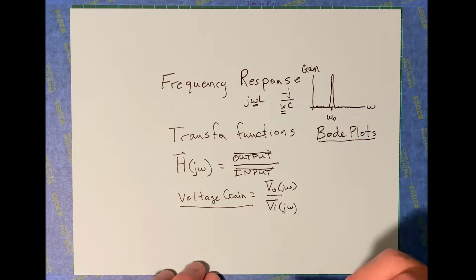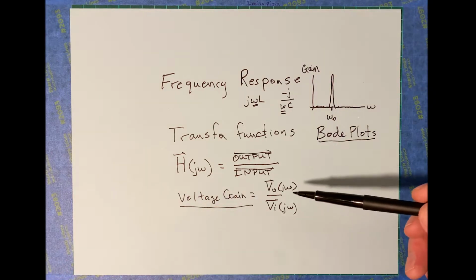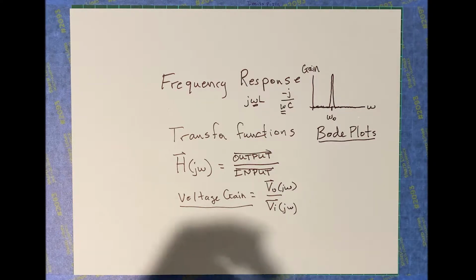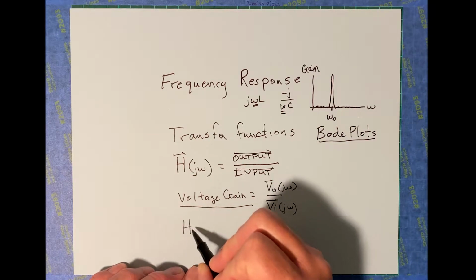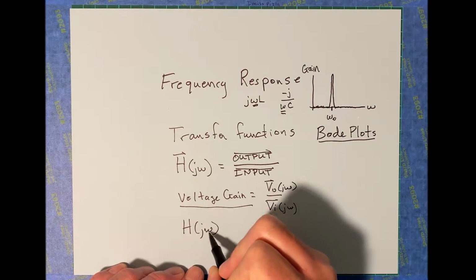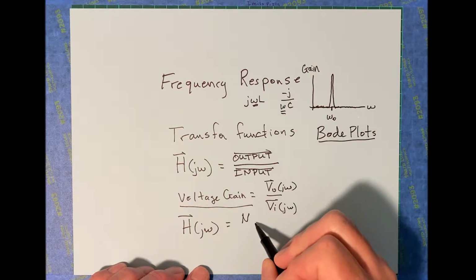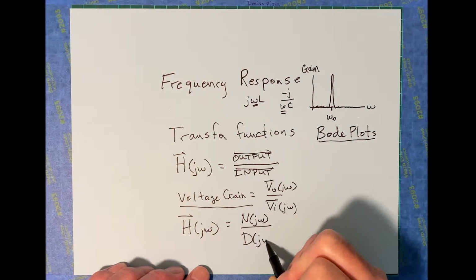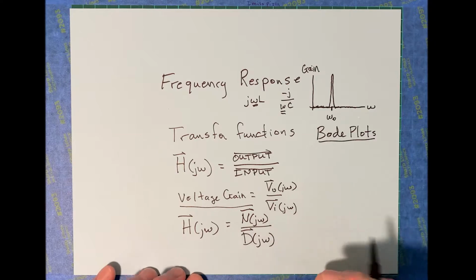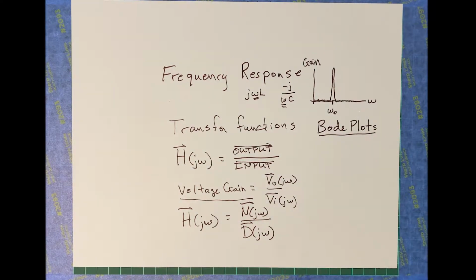You could do the same thing with current. You could do the same thing with, let's say, transfer impedance. You could do anything where you're taking the relative ratio of output to input, and that would be something that's a transfer function. Now, transfer functions then in general are phasors, and you have some kind of numerator and some kind of denominator, and those are phasors as well. Now, that's output over input ratios.